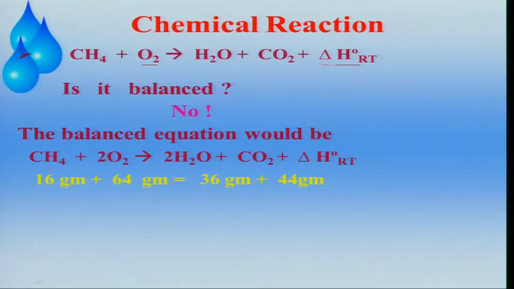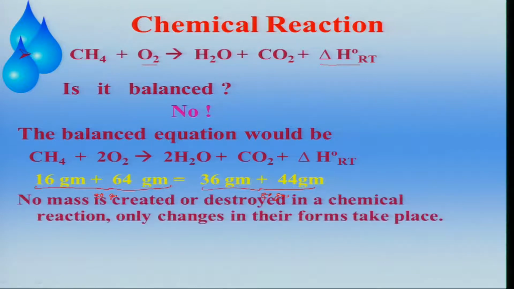If you look at the mass, 16 grams of methane is reacting with 64 grams of oxygen. It is going to the products: 36 grams of water and 44 grams of carbon dioxide. What does it indicate? On the left hand side, how many grams is it? It is 80 grams on the left hand side, and this side is also 80 grams. What does that indicate? It indicates that mass is conserved. That means no mass is created or destroyed in a chemical reaction, only a change in form takes place. In other words, mass is conserved. Is it really true?